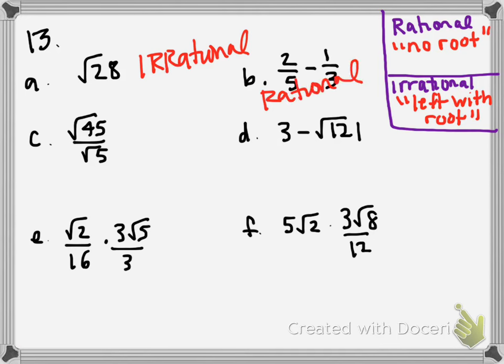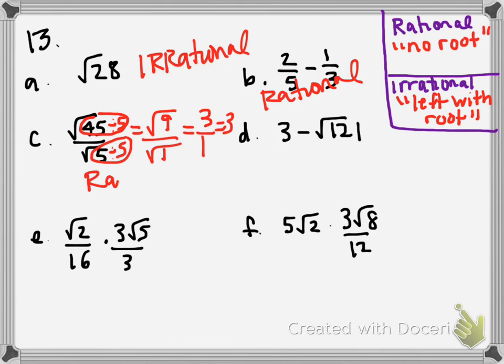Part C, we actually need to simplify this because possibly these roots, when you simplify, could be a perfect square. Because they're both roots, I can actually divide by a common factor of 5. So I'm only modifying the inside number, so the roots do not disappear. So 45 divided by 5 is 9, 5 divided by 5 is 1. And now we have a perfect square root, because square root of 9 is 3, and square root of 1 is 1. 3 over 1 is just 3. No root in sight, so we've got rational. 3 is a whole number.